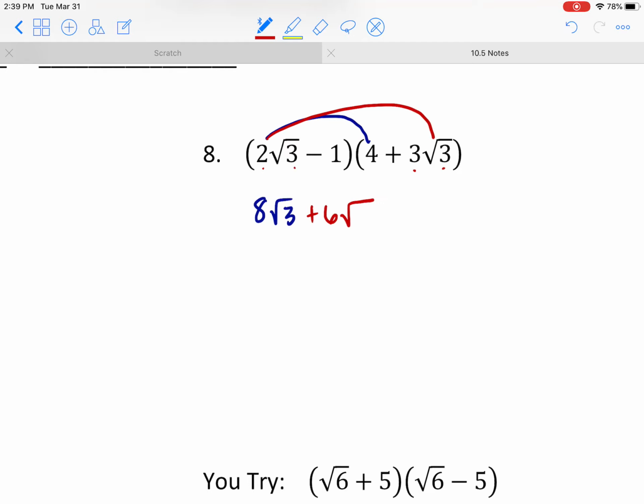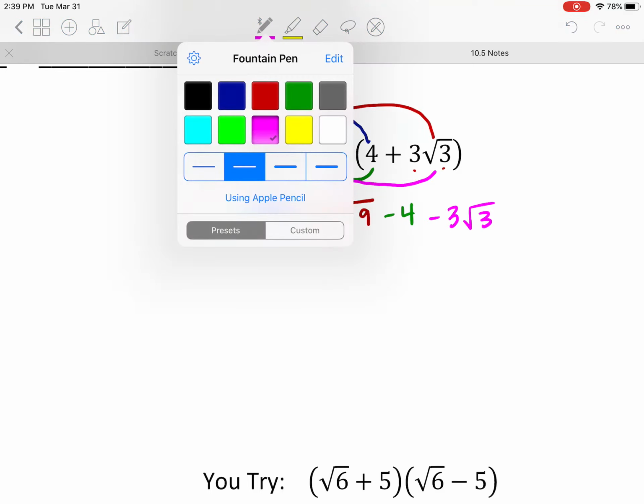And then, let's see, 2 radical 3 times 3 radical 3. The 2 times the 3 is going to give me 6. And then I have radical 3 times 3, which is going to make 9. And now let's distribute the negative 1: times 4 makes a negative 4. And lastly, negative 1 times 3 radical 3 makes a negative 3 in front of the radical 3.